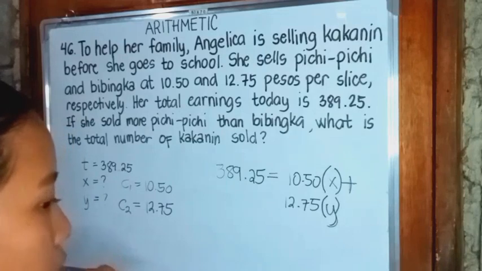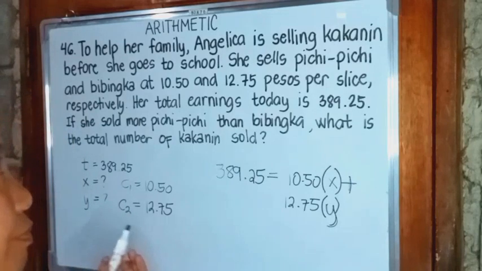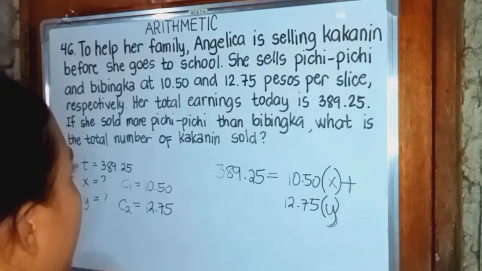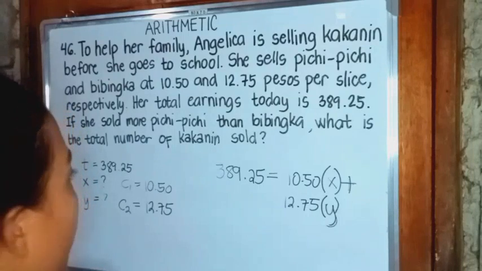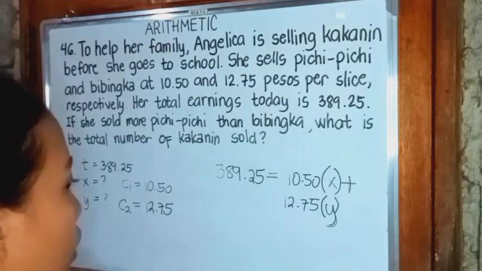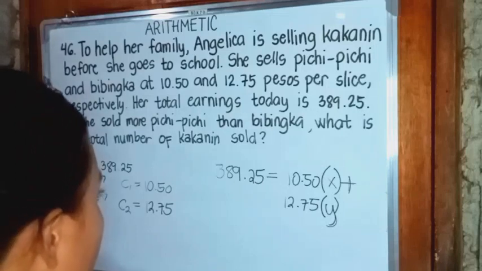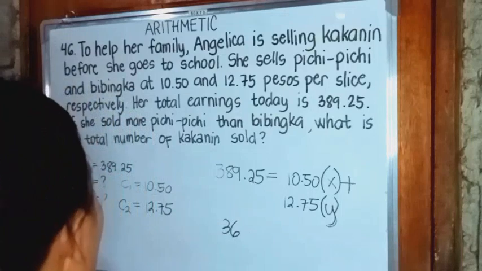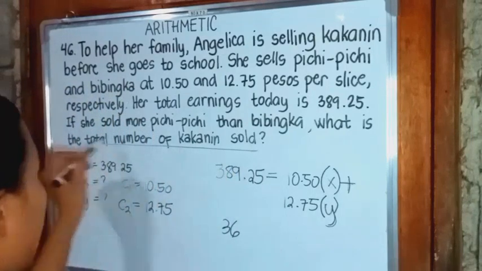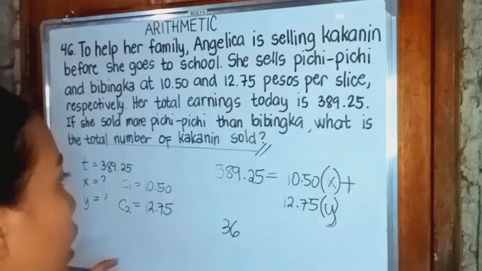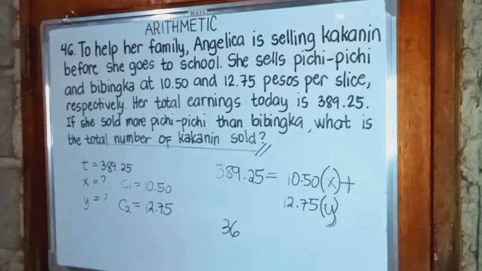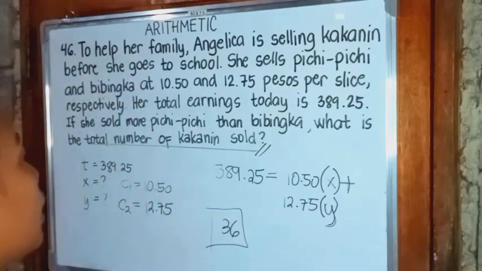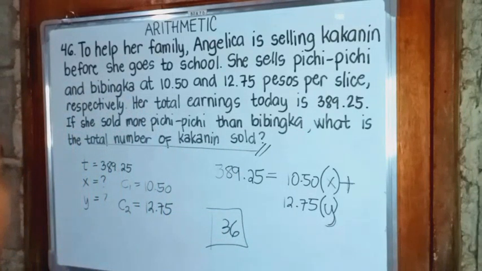So, I have previously solved this kind of problem, and I came up with the answer that is letter C, which is 36. There are 36 total number of kakanin sold by Angelica. Now, how can we prove that there is really 36 total number of kakanin sold by Angelica?